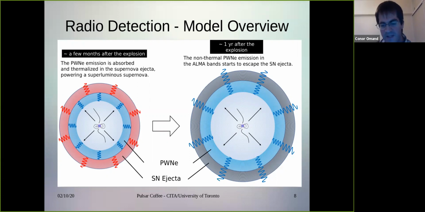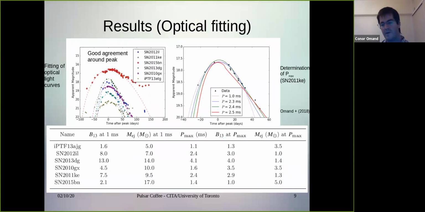And so how we went about this is we first fit the early optical emission. We fit this with a 3-parameter model: the pulsar spin period, the ejecta mass, and the magnetic field of the pulsar. And you can see here we fit 6 different supernovae. We only fit near the peak because our model was quite simple, and we were able to get some parameter sets here. Unfortunately, there is a degeneracy because we're essentially just fitting the width of the supernova and the peak luminosity. So 3 parameters, and fitting 2 things.